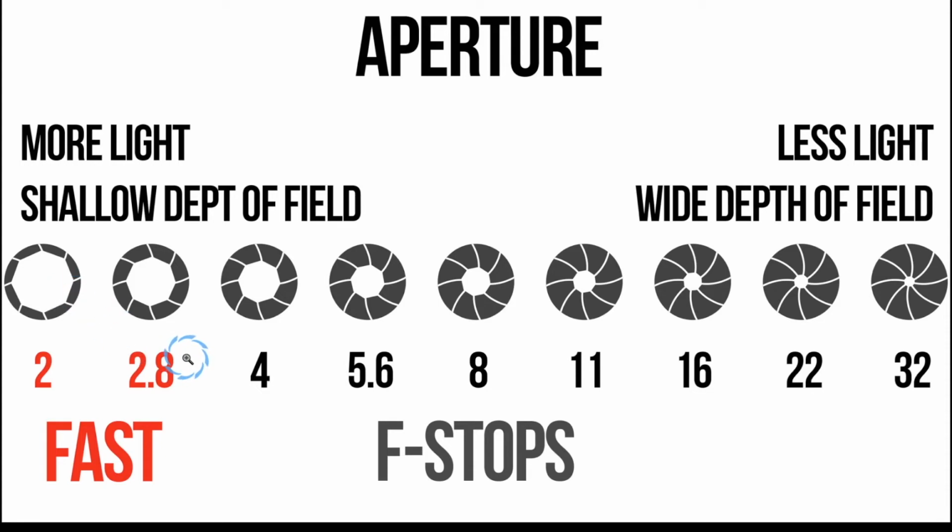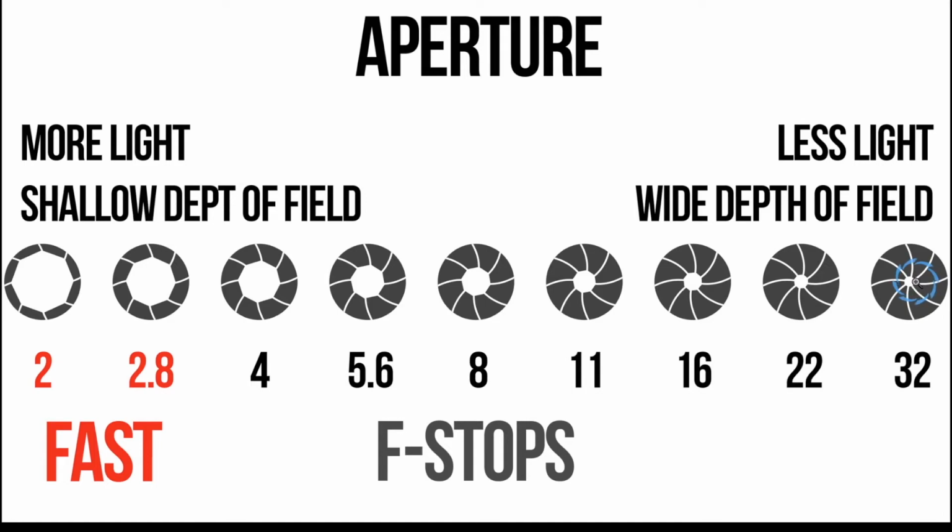What you're going to see is there are third stops in between these numbers, and you're going to see them when you're adjusting your camera. But for video's sake, we're just going to do these whole stops because it's much simpler. And each time you go to one of these numbers, it's doubling the amount of light that it lets in or doesn't let in.